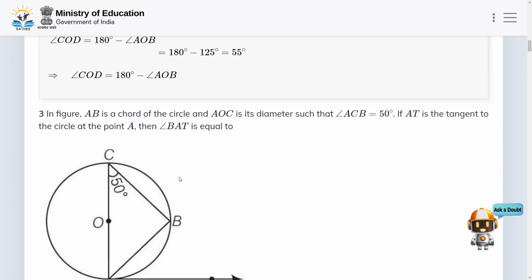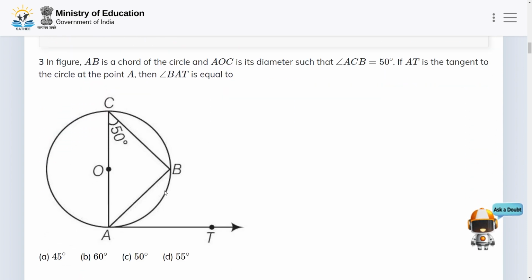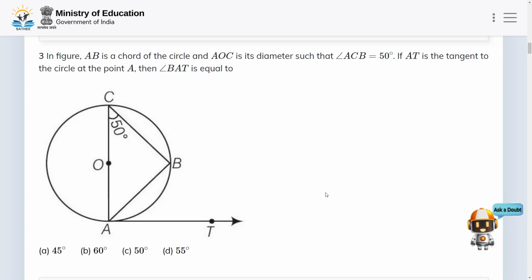Now let us move to the next question. In the next question, in the figure AB is a chord of a circle and AOC is its diameter such that angle ACB is 50 degree, and if AT is the tangent to the circle at the point A, then angle BAT is what? So we need to find angle BAT. Let us find.